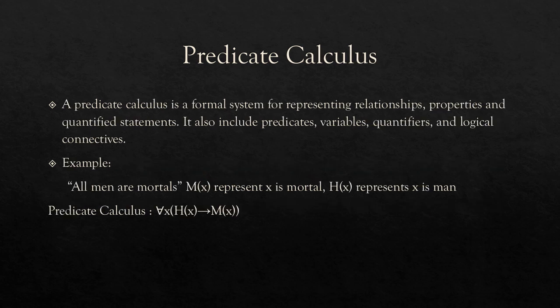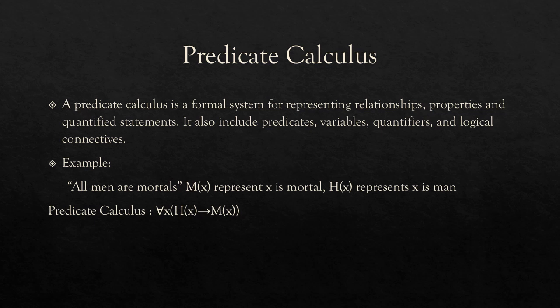So predicate calculus is a formal system for representing relationships, properties, and quantified statements. It also includes predicates, variables, quantifiers, and logical connectives. So all the parameters discussed in the previous slides can be integrated to make predicate calculus. Here I have given an example.